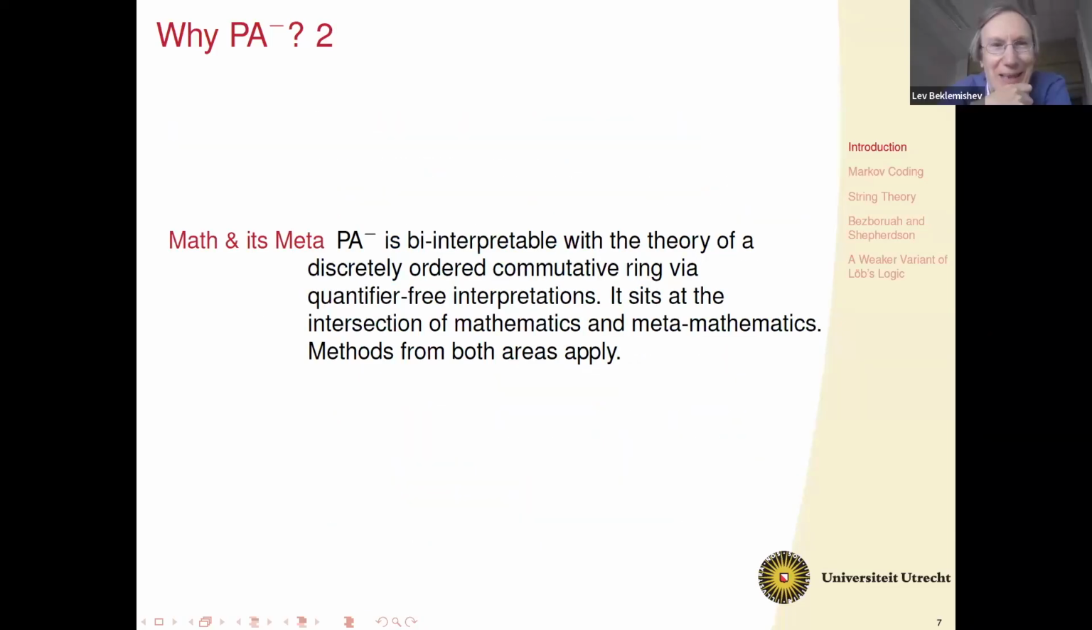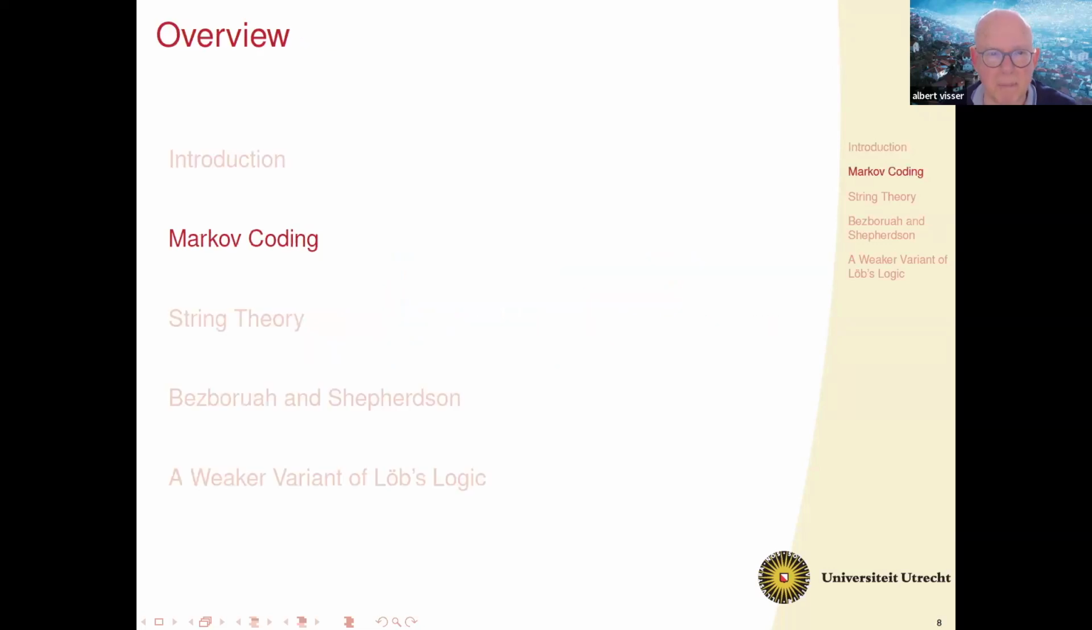Another thing about it is: is it a mathematical theory posing as a metamathematical one, or is it our spy in the mathematical world that cheats mathematicians into thinking that it is one of their theories? So I tend to think the last, but at least it sits in the intersection of Gödelian metamathematics and ordinary mathematics. And as I already said, you can use methods from both traditions.